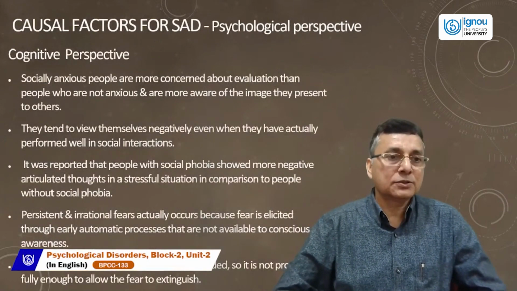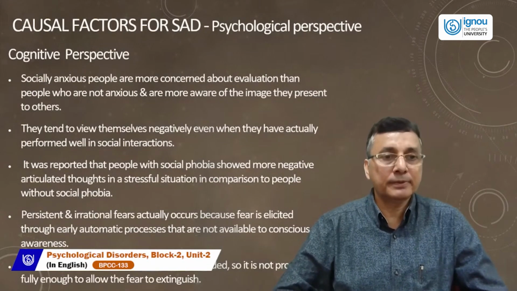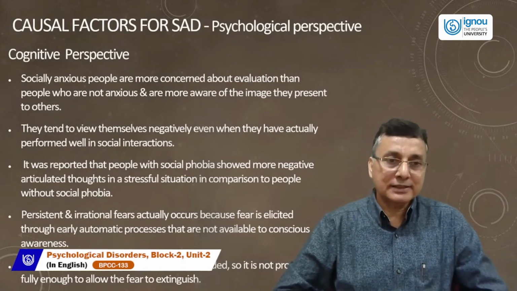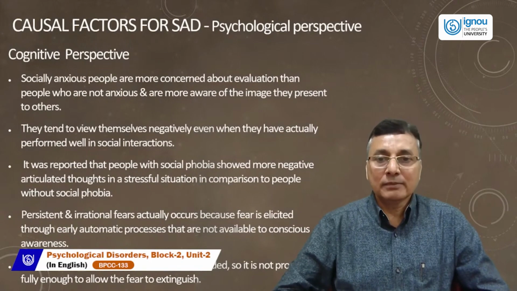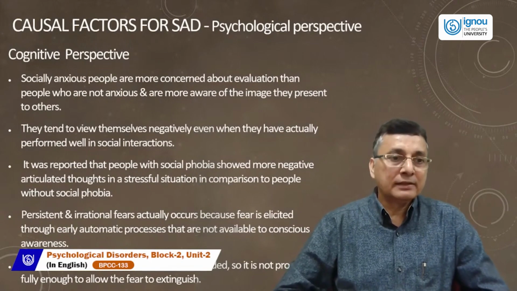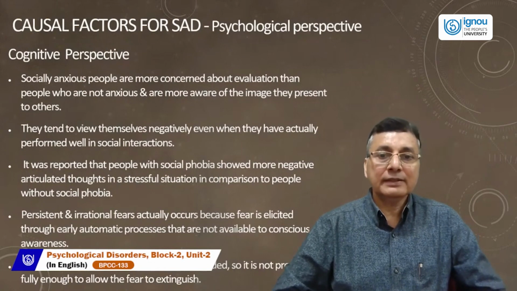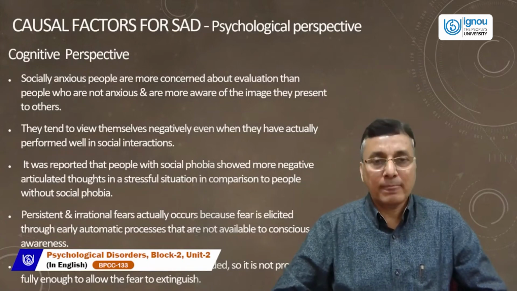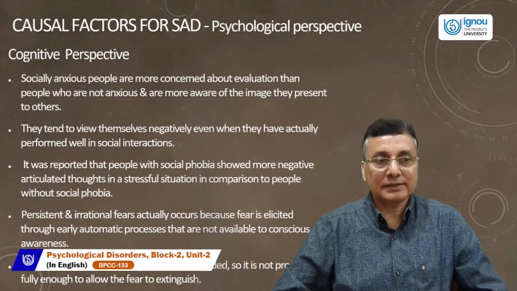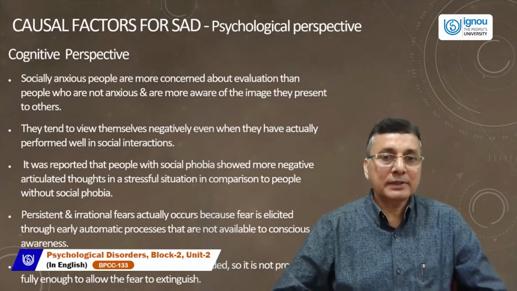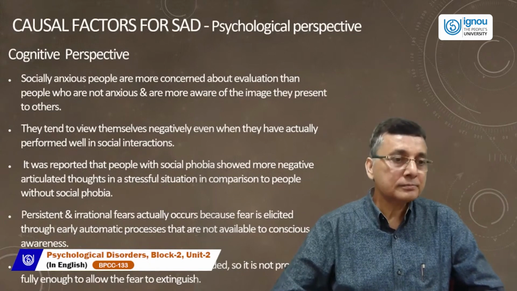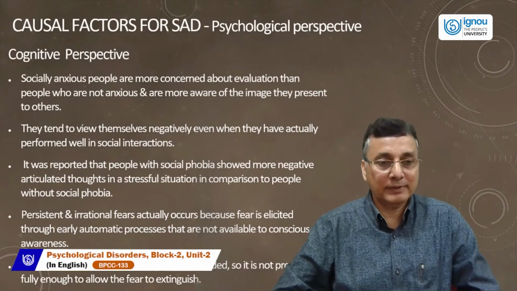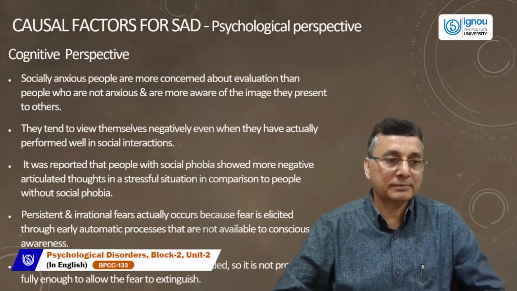Cognitive perspective: socially anxious people are more concerned about evaluation than people who are not anxious and are more aware of the image they present to others. They tend to view themselves negatively even when they have actually performed well in social interactions. So those who have social anxiety disorders believe that they are not so good. It is just their perception. Others may not think about him or her the same way.